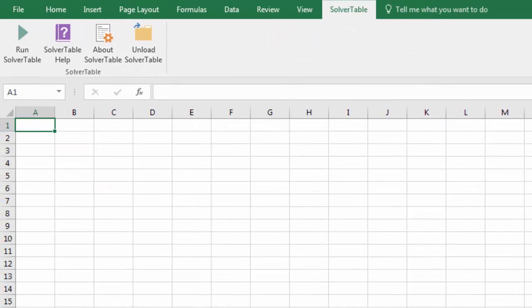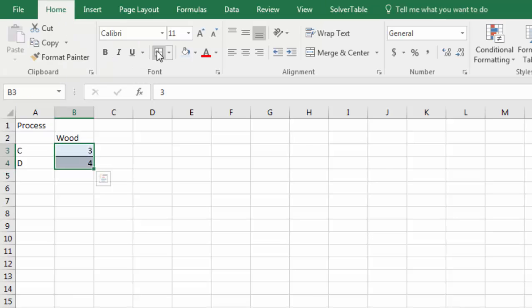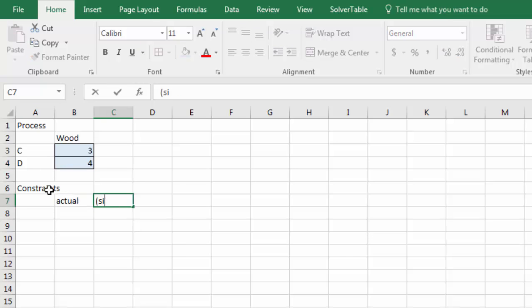Okay, problem 1326. So I'm going to start off, I've got my process variables, and it's just the wood required for chairs and desks. I'm just going to abbreviate all the way through, and that's 3 and 4. These are input variables. Constraints. And I'm going to set this up like this: actual amount used, sign of constraint. Let's call this requirement. And then we'll do our check algorithm with the IF function.